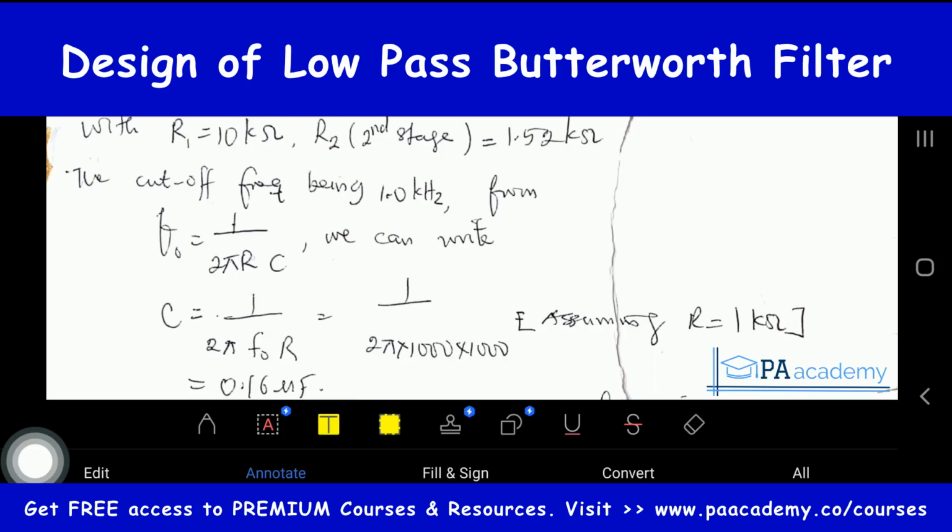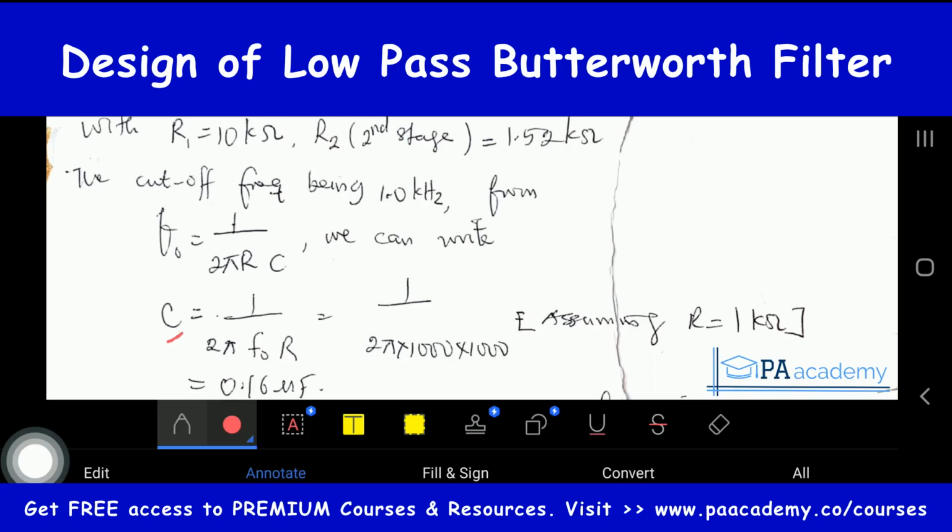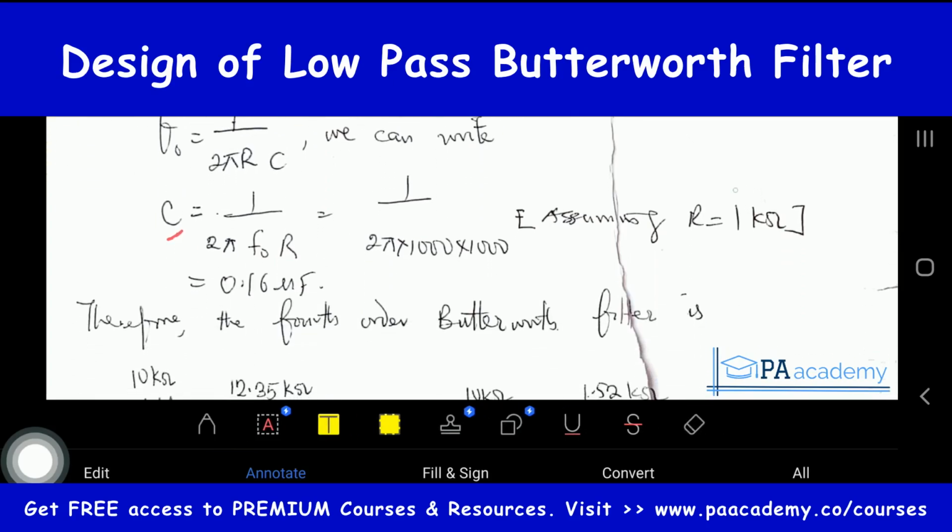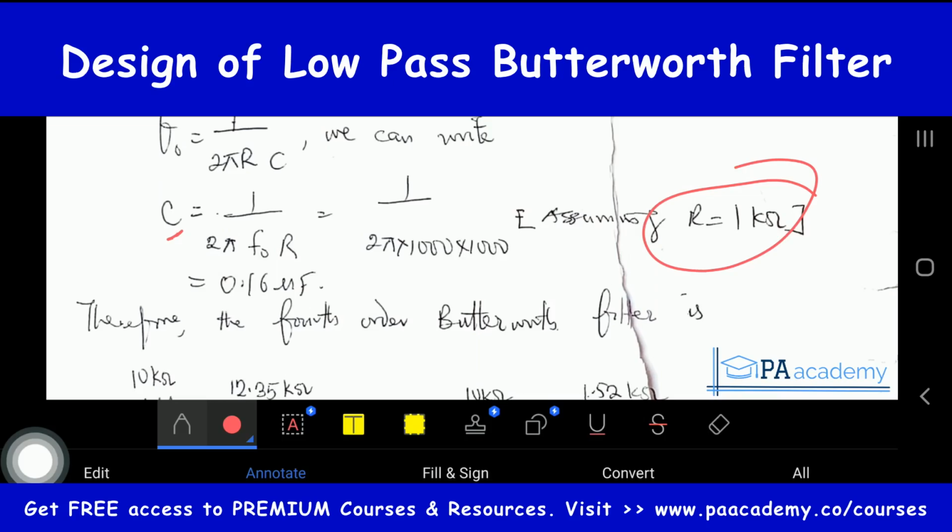So if you make that, our cutoff frequency here, if you make C the subject of the formula so that we can get the value of our capacitance, you can see we have 2 pi over cutoff frequency times R. So you can see we're taking the value of our resistance to be 1 kilohm right here.